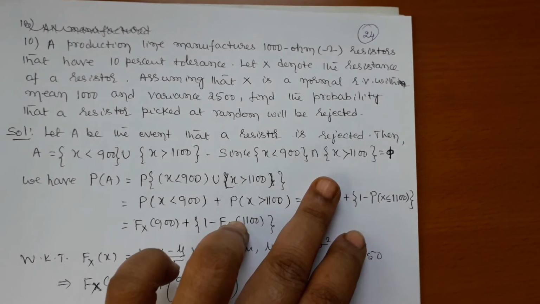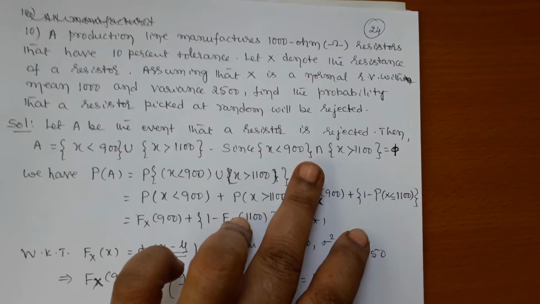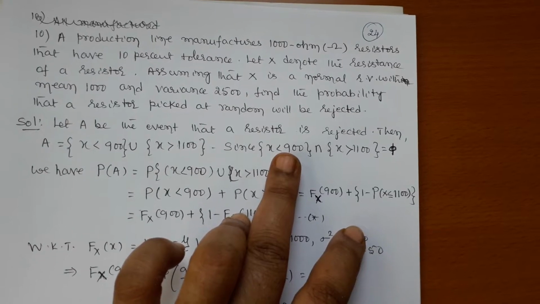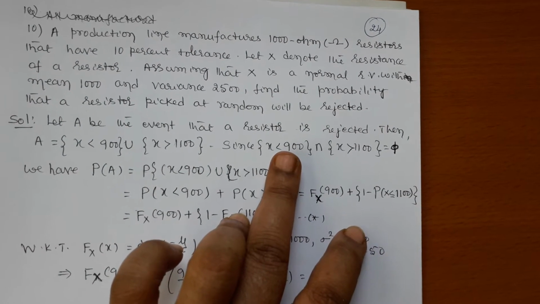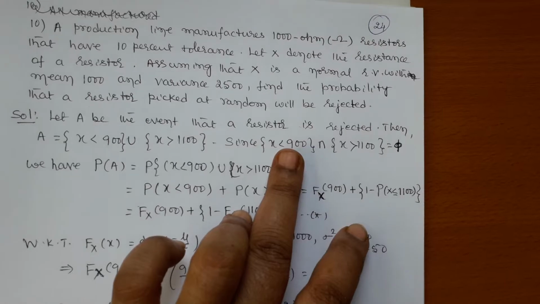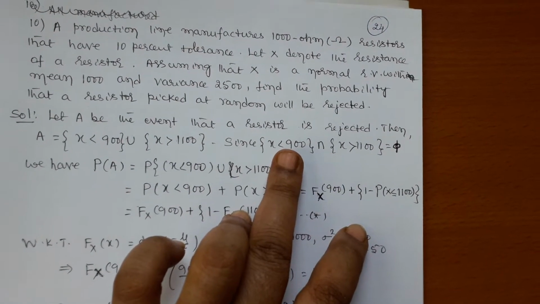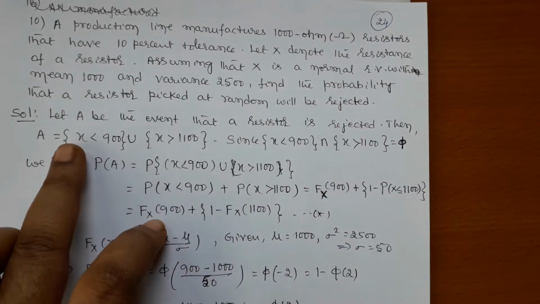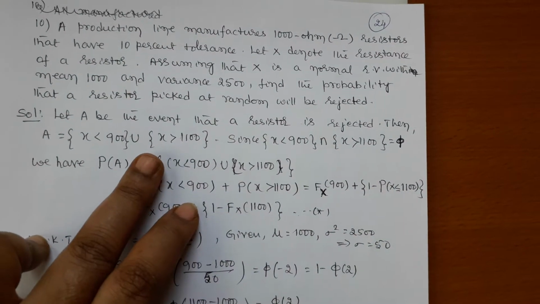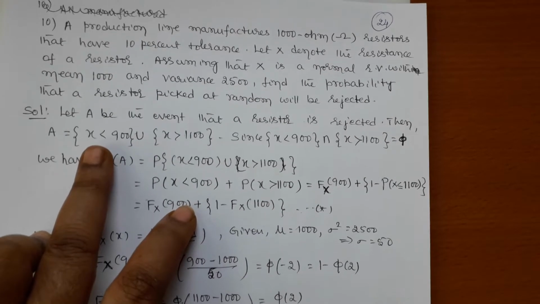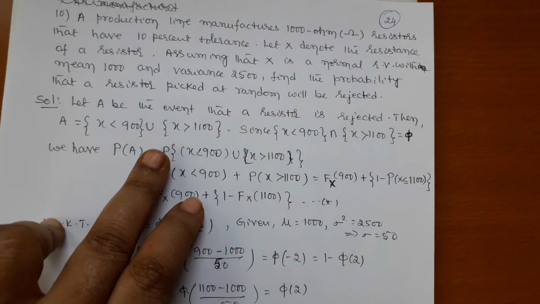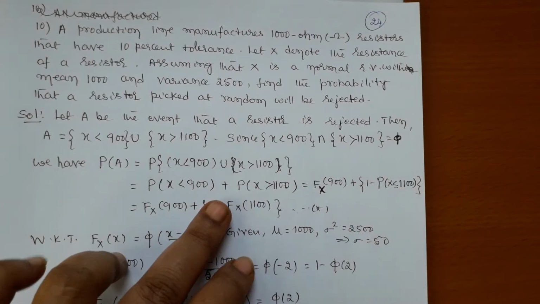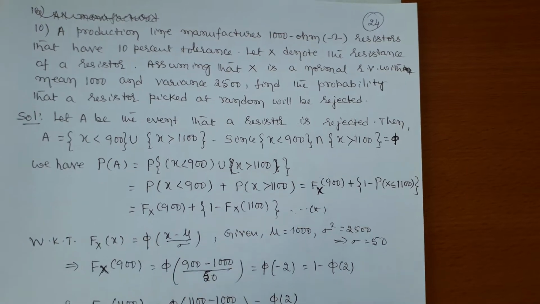If A is an event, B is an event, and A intersection B is empty, it means both A and B are disjoint, mutually exclusive events. Like that, these two are mutually exclusive. Therefore, the probability of A union B, when A and B are disjoint, is the sum of their probabilities. Therefore, probability of X less than 900 plus probability of X greater than 1100.